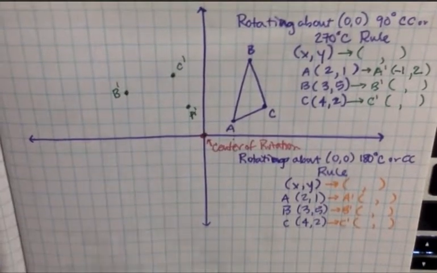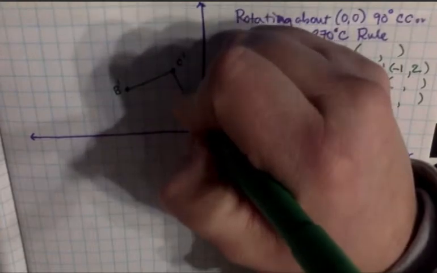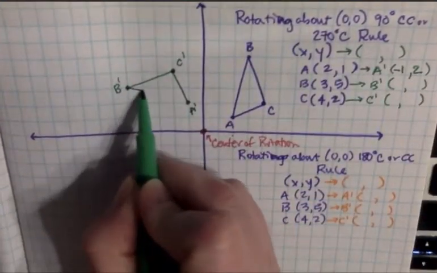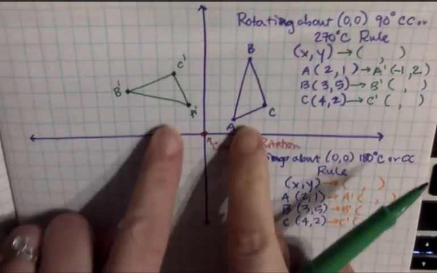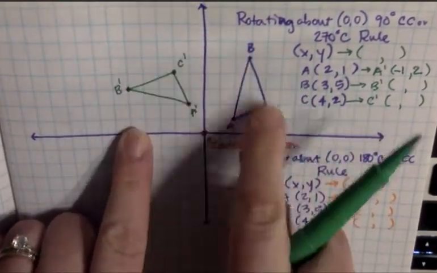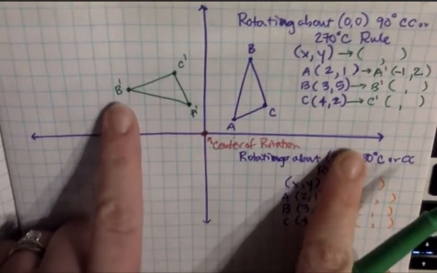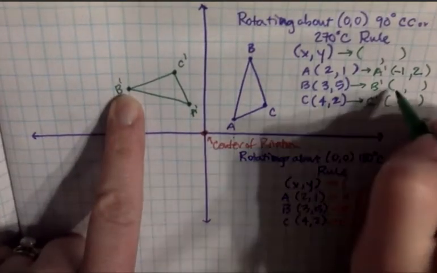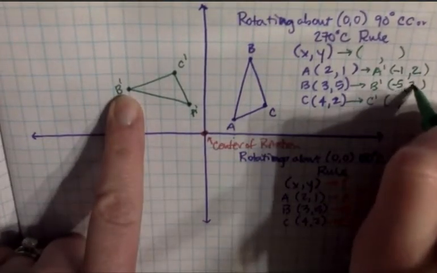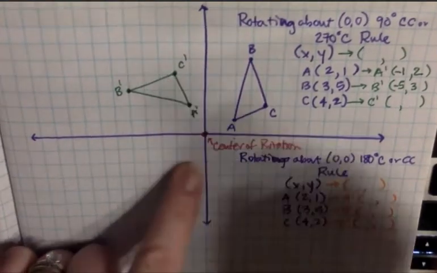And so now we have our triangle that we can connect the dots to, and we can see that this triangle has now rotated, everything has rotated 90 degrees counterclockwise. So the B prime point ends up becoming -5, 3. The C prime point ends up becoming -2, 4.